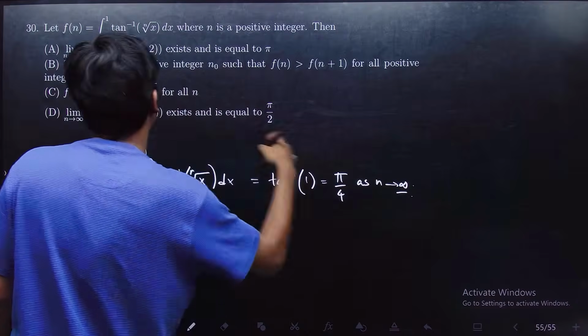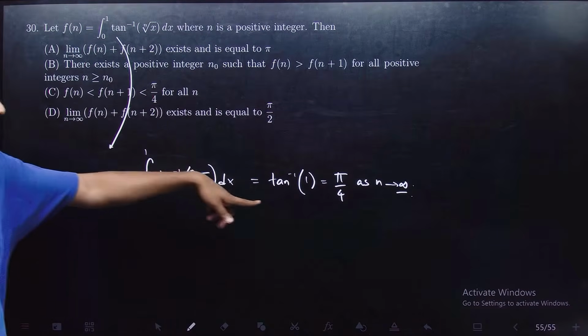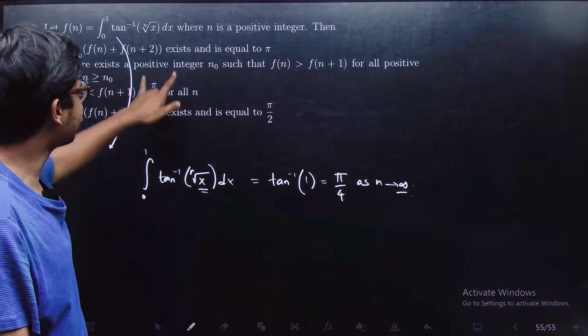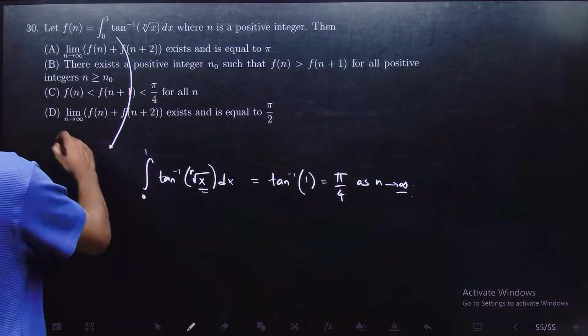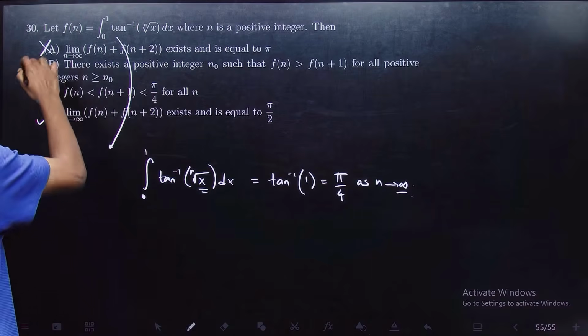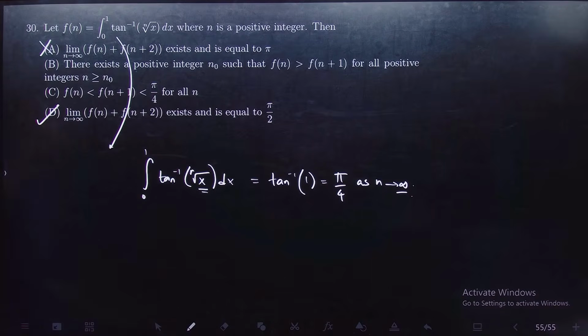Which means the sum of these two, fn and fn plus 2, both of them have to approach pi by 4, right? So the sum should be equal to pi by 2, right? So pi by 2, so hence it's not pi. Sorry, it's not pi, okay? Next one is there exists a number n such that fn is greater than fn plus 1.